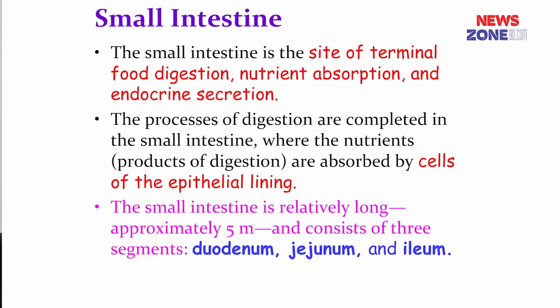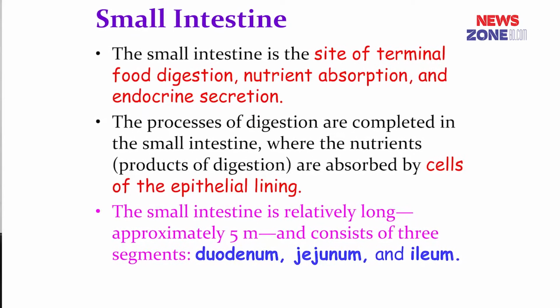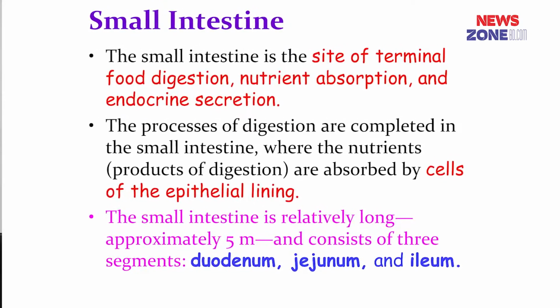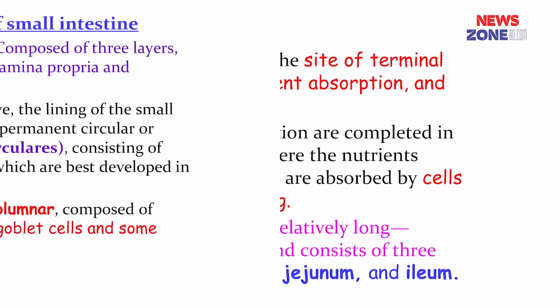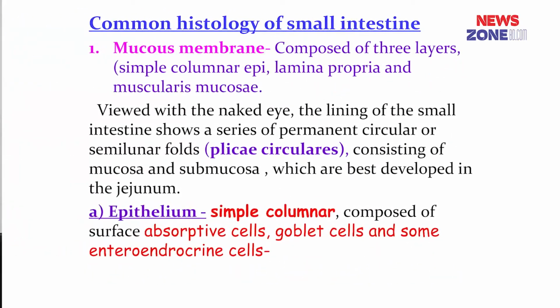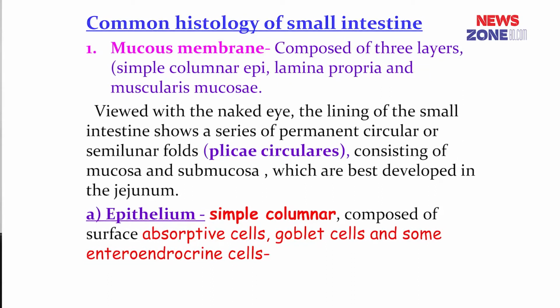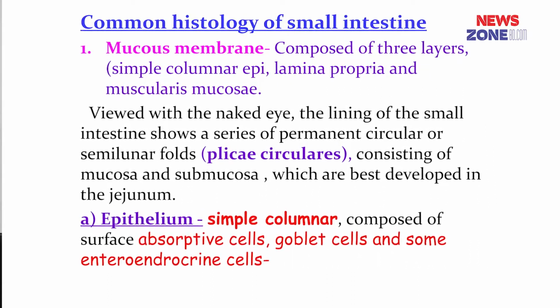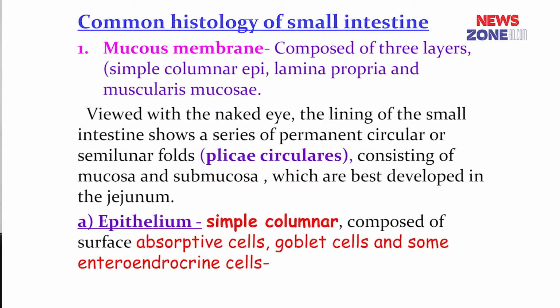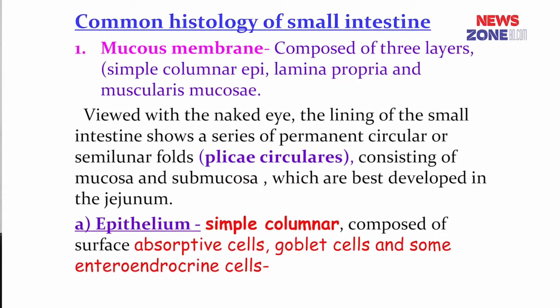The small intestine is relatively long, approximately 5 meters, and consists of three segments. This is duodenum, jejunum and ileum. Common histology of the small intestine: the mucous membrane is composed of three layers, that means simple columnar epithelium, lamina propria and muscularis mucosa. This is the common feature for all of these segments of the small intestine.